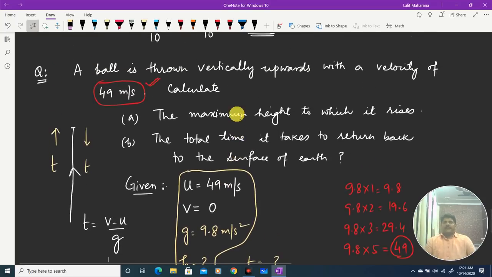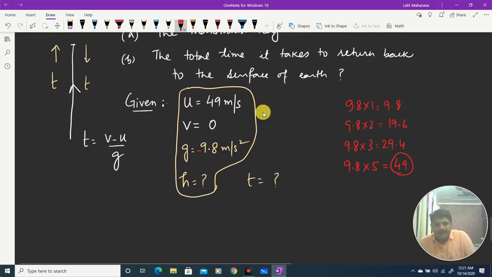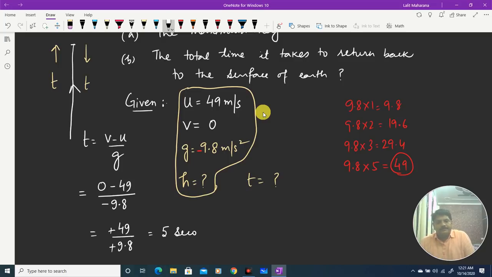Now a body is thrown up, so what is the value of g? Now if you look at this question, this is against gravity. So in this question we need to take the value of g to be minus 9.8 meter per second square. So if you put the values, v is 0, minus u is 49 by minus 9.8. So it is minus 49 by minus 9.8. So minus and minus get cancelled. You get 5 seconds. So 5 seconds is the time taken by the body to move up. So if it is taking 5 seconds to move up, what would be the time taken to come down? It would again be 5 seconds.